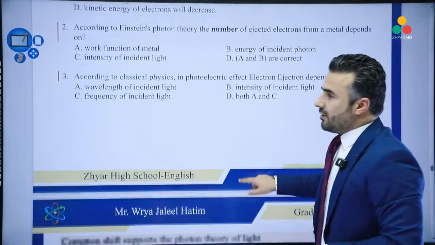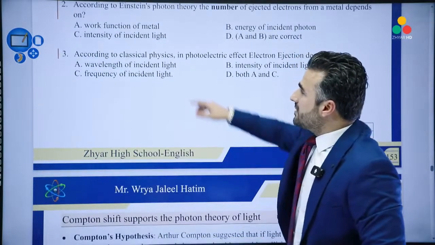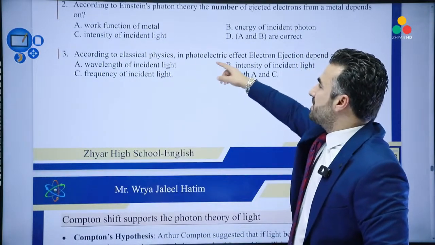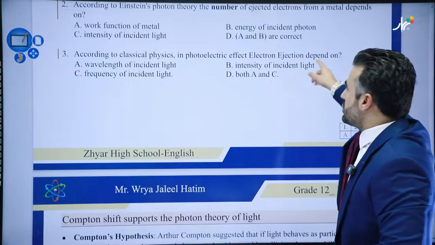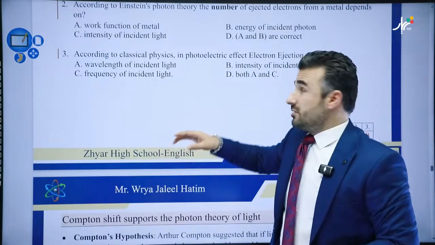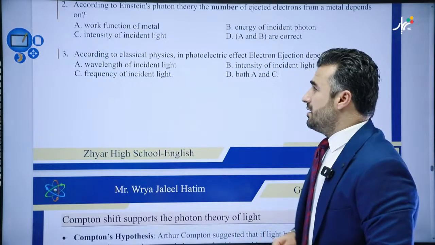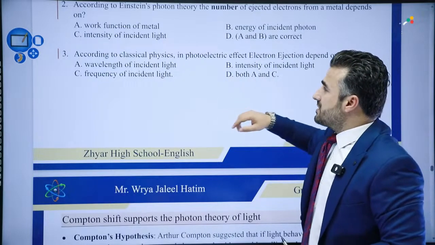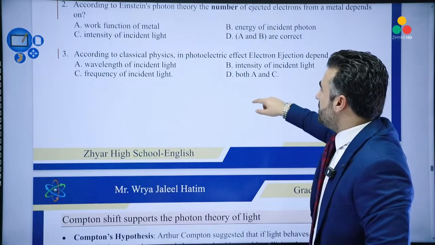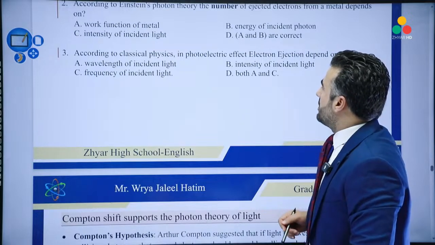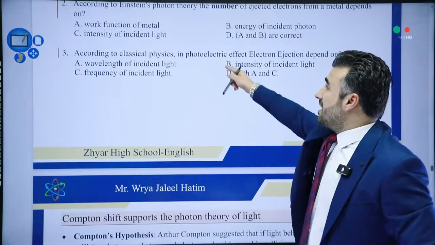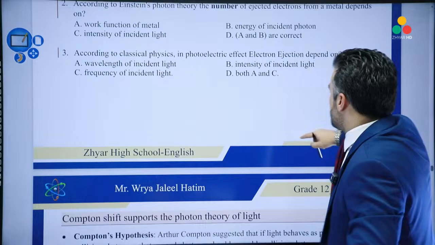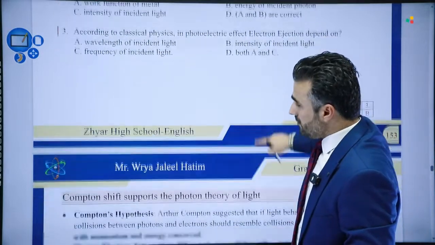According to classical physics, in the photoelectric effect, electron ejection depends on what? Remember, classical physics. Does it depend on the wavelength? Does it depend on the intensity? Does it depend on the frequency of the incident light, or both A and C? We said, of course, it depends on the intensity of the incident light, based on classical physics. Don't forget, okay? All right.